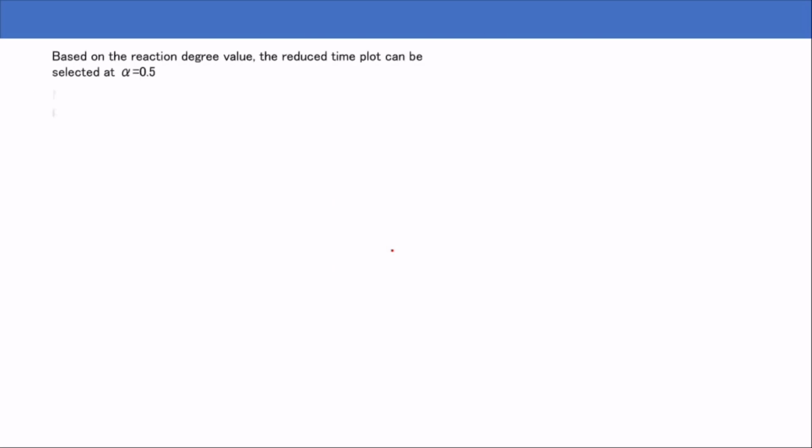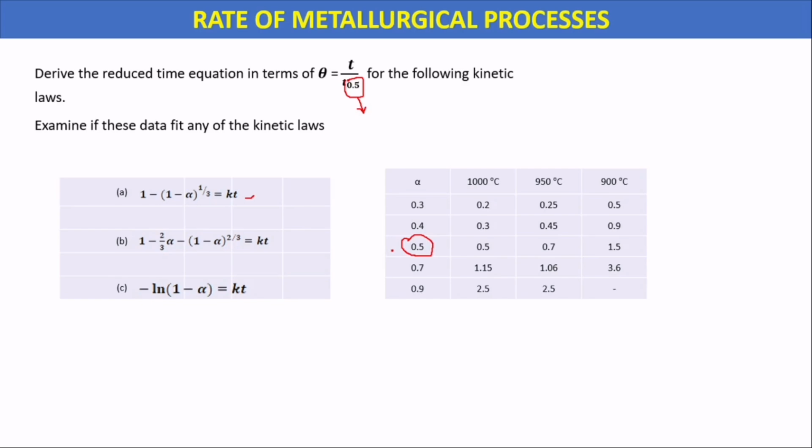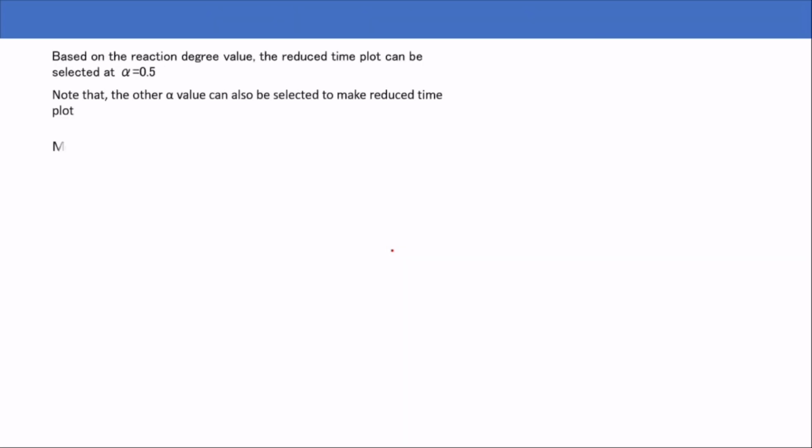So now let's go for model 1, which is this. Model A was given as this. We are trying to derive the equation. From the question, they say derive the reduced time equation. So we are going to derive this in terms of theta, and theta is t over t 0.5, where alpha is now 0.5.